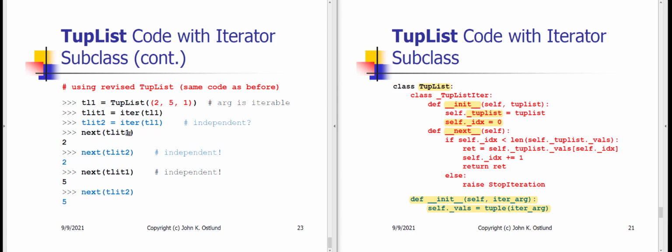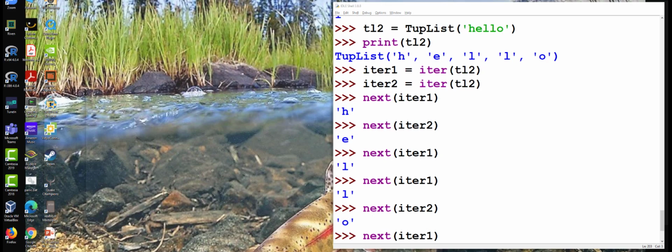So if I ask for next of the first iterator, I get back the first value, which is 2. If I now ask for next of the second iterator, I also get back 2, because the second iterator was not in any way modified by using the first iterator, and so on. So these iterators are now independent of each other. Let me demonstrate this in my code window so that you can see what I'm saying here.